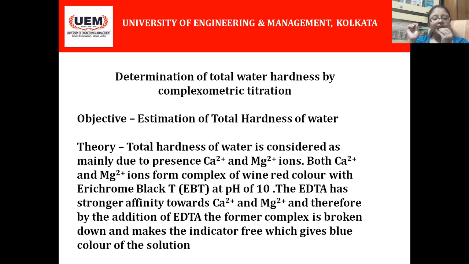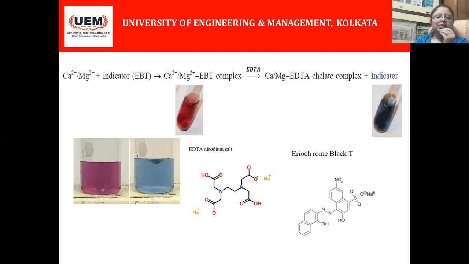But when you add EDTA solution to that water sample, EDTA will form complex and it will make the EBT free, that is, indicator free. The color of the free indicator is blue, so you will get blue color at the end point. See, this is the total reaction. First, calcium and magnesium will form complex with EBT. It is giving calcium magnesium EBT complex. The color of the solution is wine red. In the next step, when you are titrating with EDTA, it will form calcium magnesium EDTA chelate complex and the indicator will become free. So the color of the free indicator is blue.